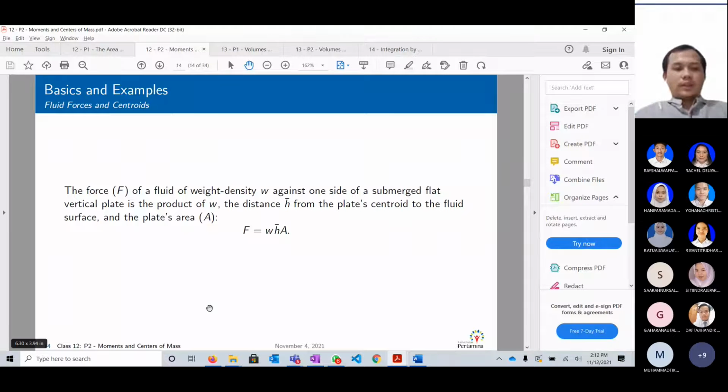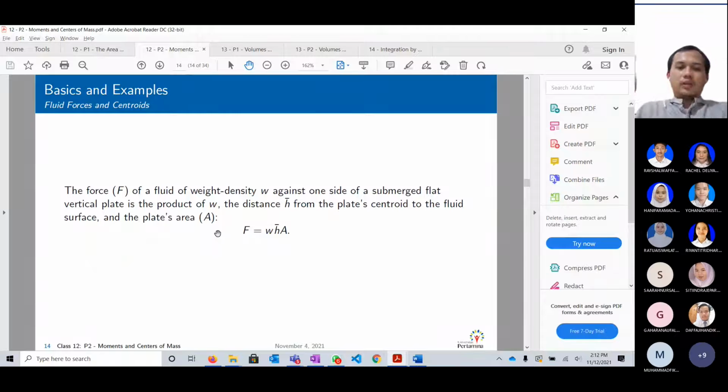I want to continue with fluid force and centroids. If we have a fluid, let's say we have a pool, and we have a flat vertical plate that we submerge in a fluid of weight density W. Then the force that acts on one side of the vertical plate is basically the product of W times the distance h bar from the centroid to the fluid surface, and the plate area.